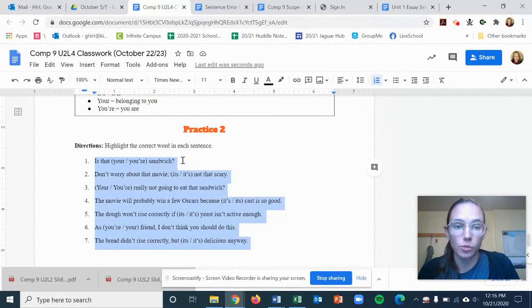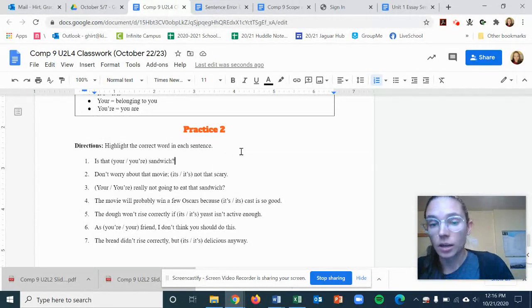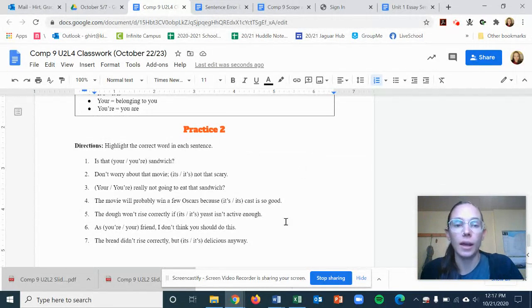So you're going to highlight the correct word in each of these sentences. So do this practice in the Edpuzzle.